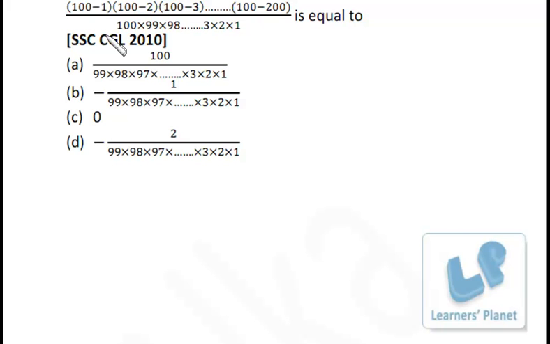See here, 100 minus 1 till you are going to 100 minus 200. Somewhere in between, 100 minus 100 will also be there, right? So that's 0, so the entire calculation will be 0. Whatever big calculation this is, if it is multiplied by 0, the entire calculation will be 0, right? So you just see how simple it is. You can solve it in 10 to 15 seconds if you come to know that 100 minus 100 will be a term in this multiplication, right?